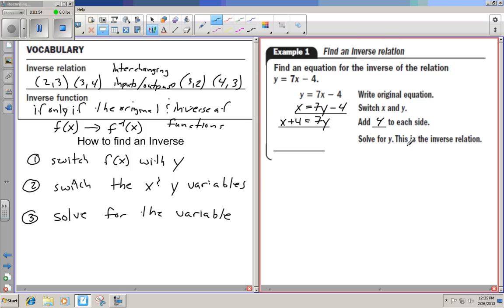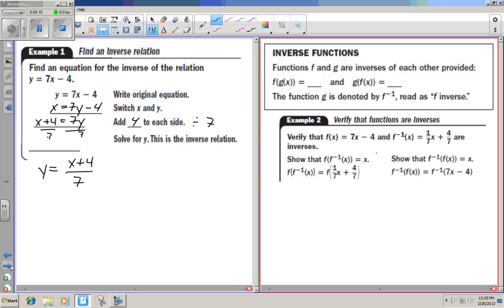Now it says solve for y, and this is the inverse relation. So basically, you now divide by 7. Divide by 7, divide by 7. Our new function, our inverse function, is y equals x plus 4 divided by 7. That's the inverse. All right, we'll do some more of these in a little bit.